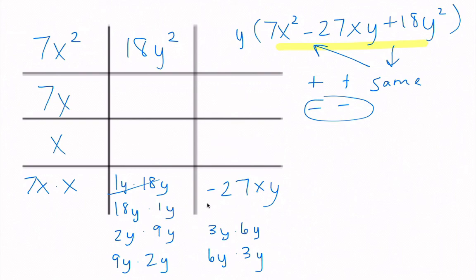Okay, I said I wanted to skip this one for now. Let's try this guy, 2y and 9y. Multiply across the top, 7x times 2y is going to give me a 14xy. Across the bottom, x times 9y is going to give me a 9xy. So I know combining these two together I need to get a 27. There's no way a 14 and a 9 gives me a 27. So I know that's not going to work either.